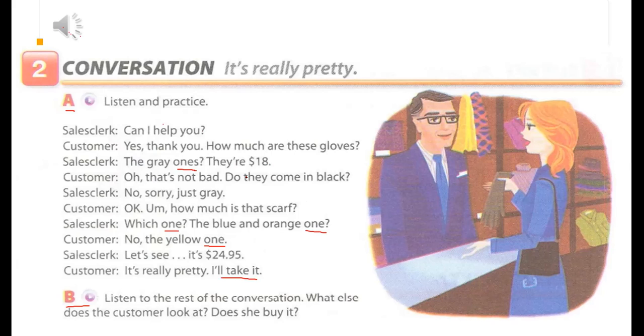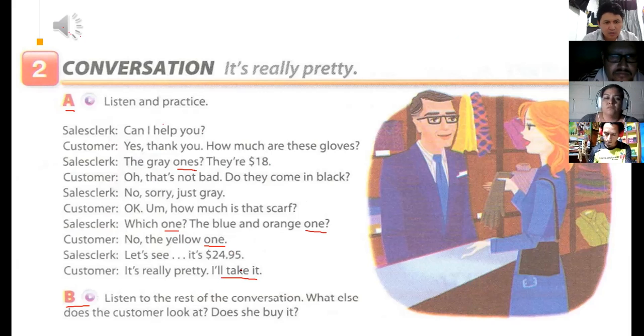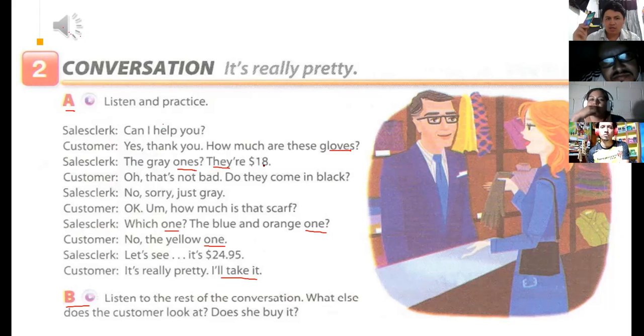And here we go. All right, so as you can see, they say "one" or "ones"; in this case, they say "ones" to replace that word that has been said already. Estamos reemplazando a gloves al decir ones. Why? Because you're talking about how much are these gloves, ¿verdad? ¿Cuánto valen estos guantes? The gray ones, ¿verdad? Los grises, the gray ones. Yeah, they're $18, okay? You can say just $18, right? But aquí están siendo formales. That's why they say they're $18. But in real life, if I ask you how much is this cell phone, you say $18, right? Or you just say 18, okay? No tiene que decir they're, ¿verdad? You just have to say 18.